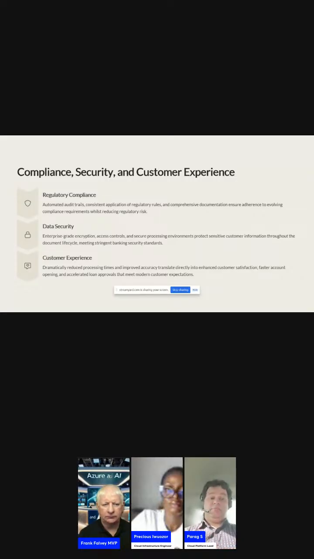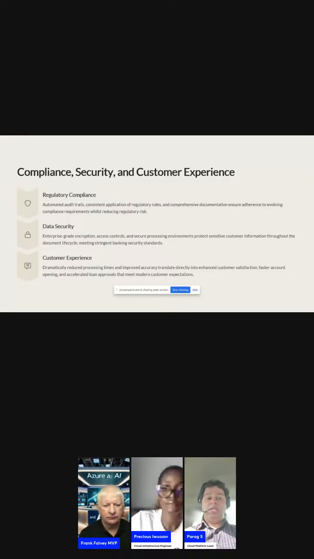Data security: enterprise-grade encryption, access control, and secure processing environments protect sensitive customer information throughout the document lifecycle, meeting stringent banking security standards. And once you set this, it will be there across all documents, so you don't have to worry about it.